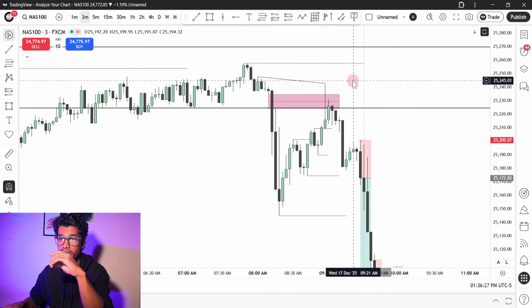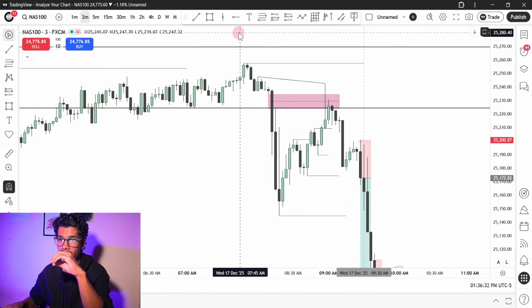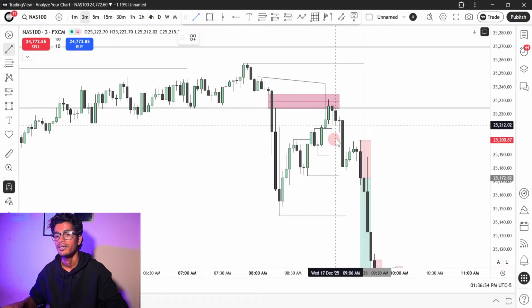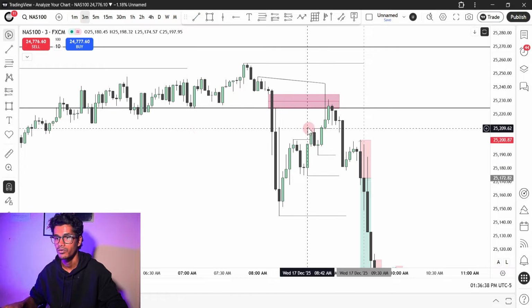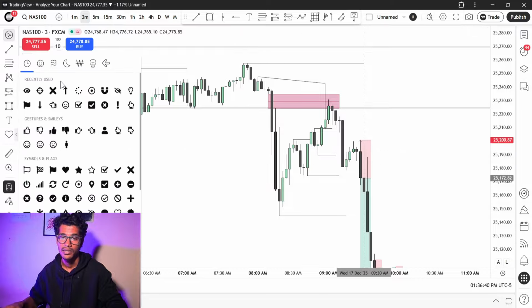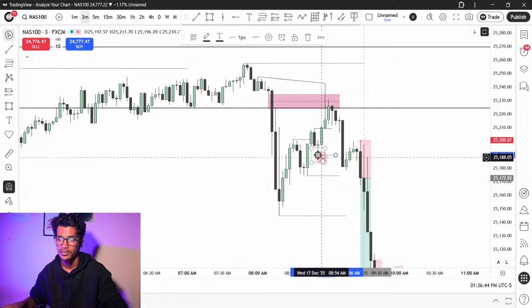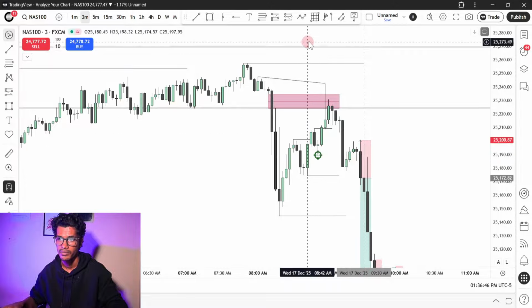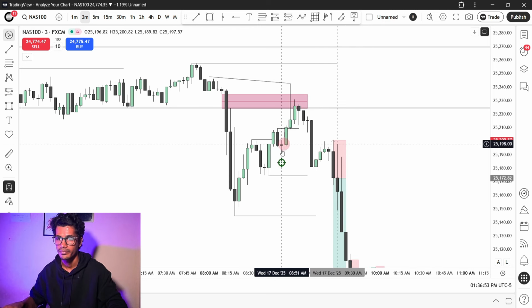After we formed that SMT, you could see that as soon as we formed it, price broke this low right here, this low right here. Let me put on something there, right here. Let me take this off. Our first internal low has been broken.